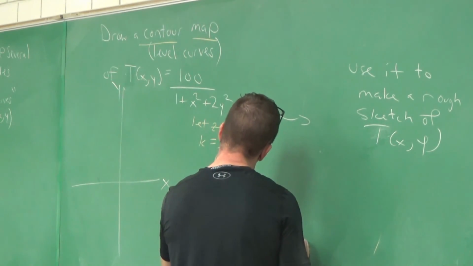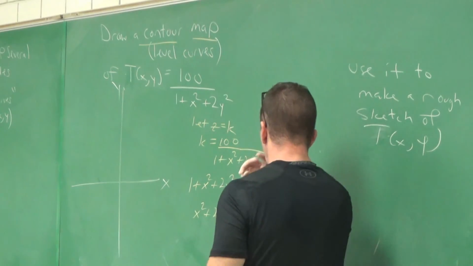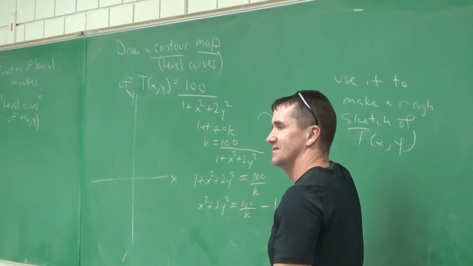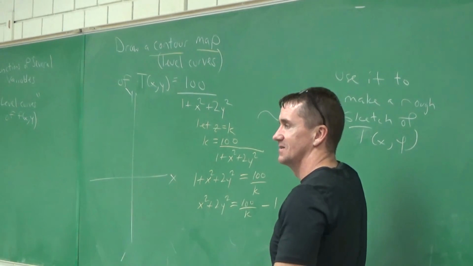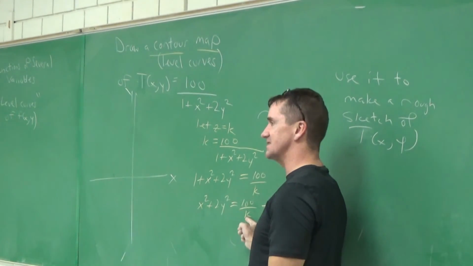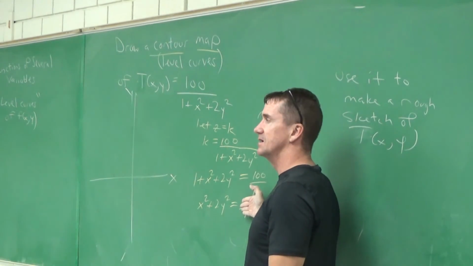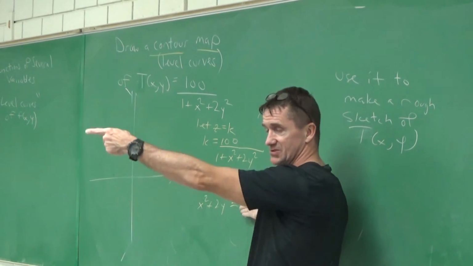100 over k minus 1. Now I like that. I know what these curves are. Think of this, these will be constants on the right side. They're not circles, but they're what? Ellipses. Very good.